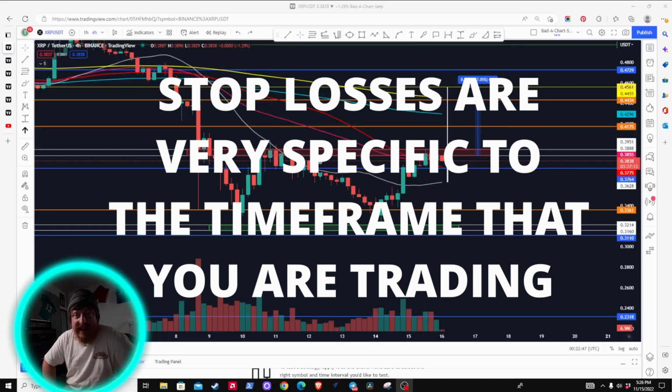Now, on the flip side, if you're making a short-term trade based on the 4-hour time frames of support and resistance, then you're going to have a little bit tighter stop loss, because the ideas get invalidated much quicker on a 4-hour time frame trade than they do on the weekly time frame, naturally.